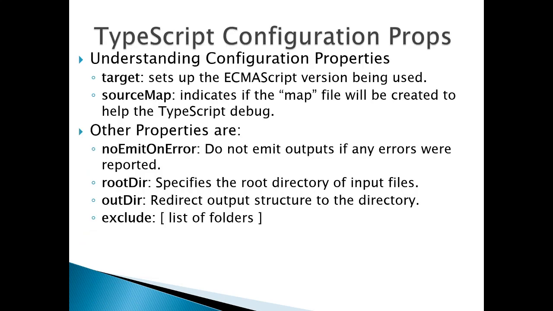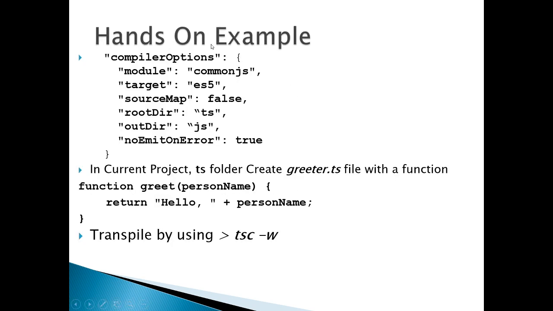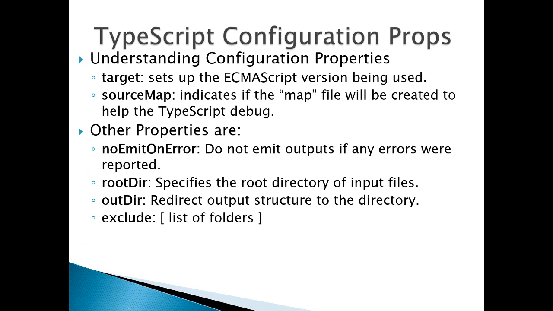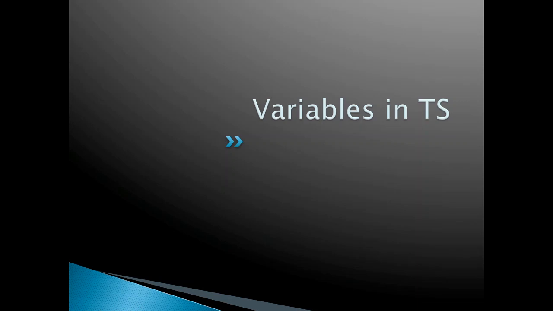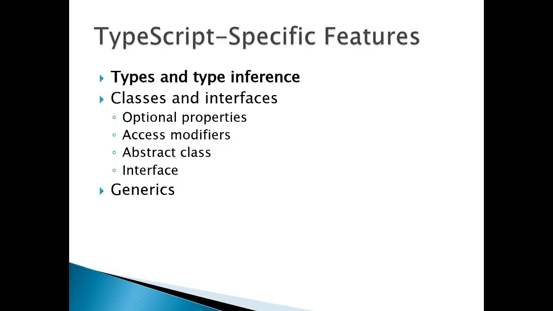Now we have seen our transpiling option, the configuration file which actually transpiles a TS file into a JS file. These are the options which I have explained to you. These are the same options. Target is the ECMAScript version which you want to be transpiled. Let's start with the TS variables.